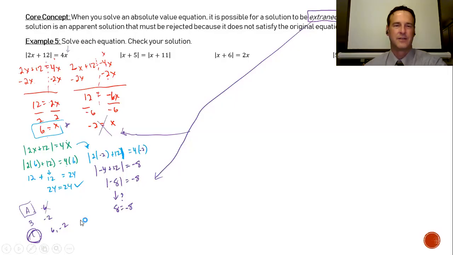Not done. Okay, so let's do this one. We'll do x plus 5 is equal to x plus 11. And then we'll do the same thing over here. We'll do x plus 5 is equal to negative x plus 11. Running out of room. All right, and let's just start this off. Let's subtract x from both sides. And you get 5 is equal to 11.